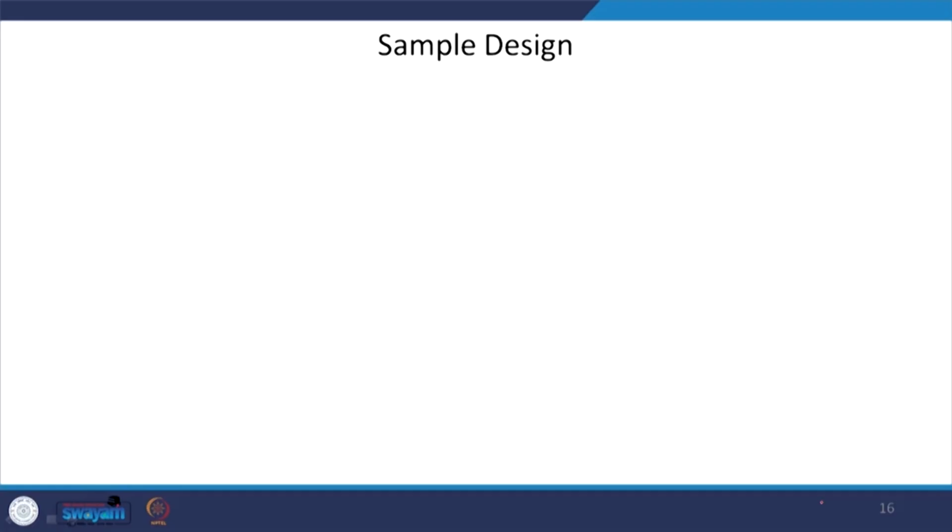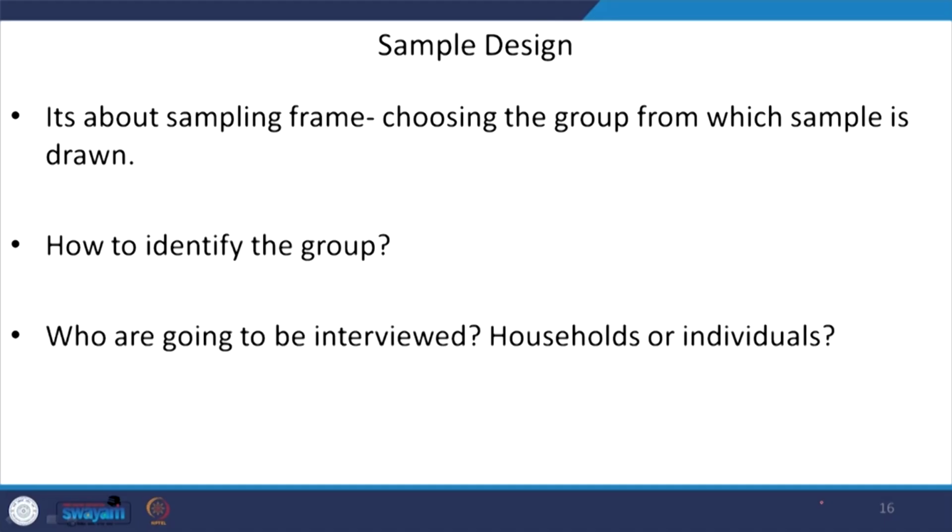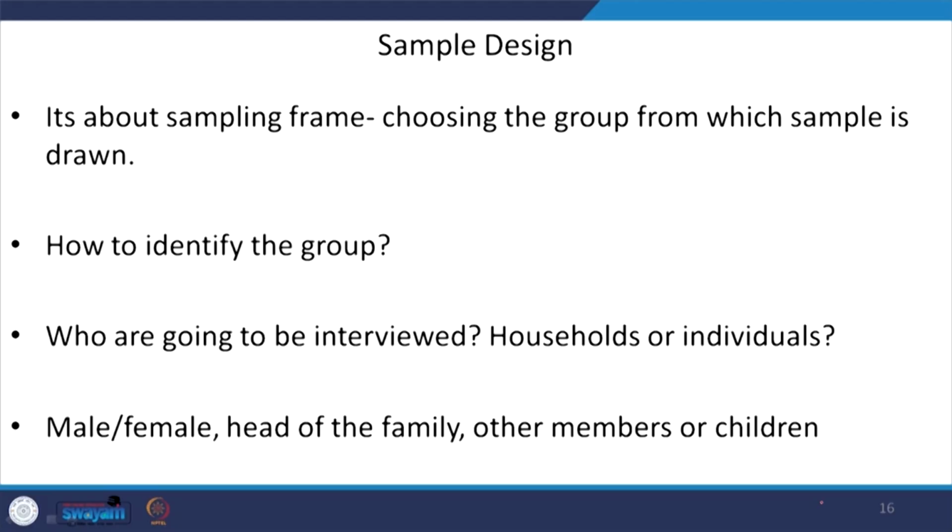The next step is choosing the sample design. It is about the sampling framework, choosing the group from which the sample is drawn, how to draw the sample from the population itself. So, how to identify that particular group which can be included in your sampling, and who are going to be interviewed, whether your focus is the household or individuals. So, whom you are going to include in your sample.